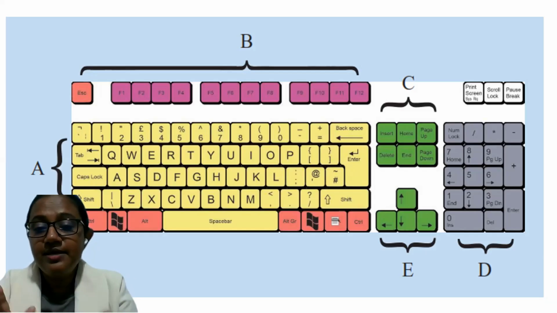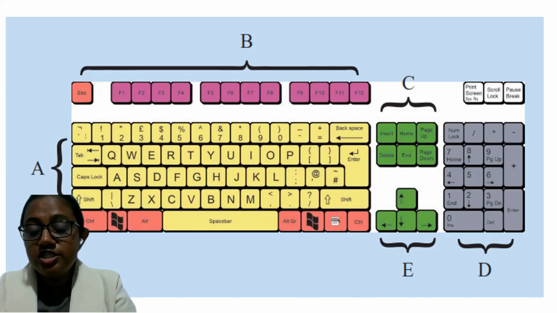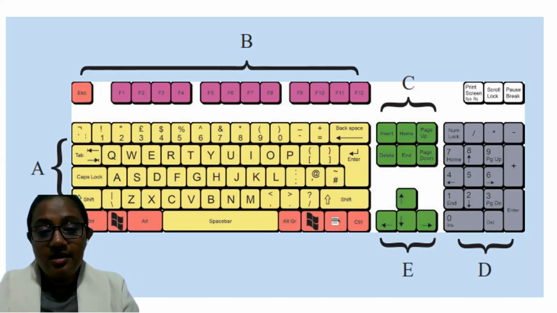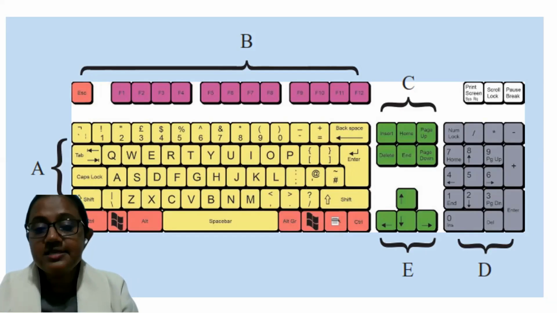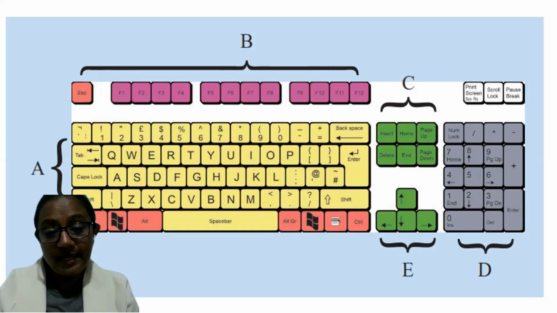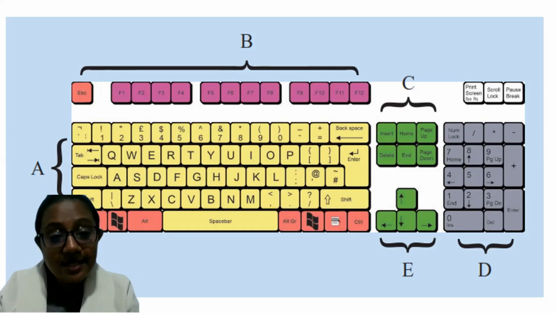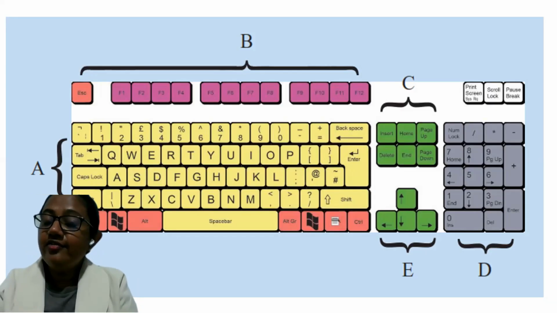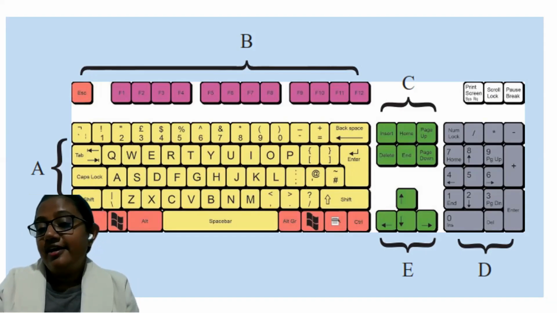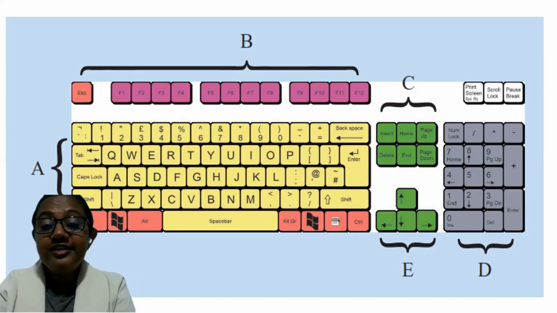A, B, C, D, E. And check the colors. There are some keys with yellow color, pink color, purple, black, not black, sorry, ash color and green color. Now I am going to discuss these categories.